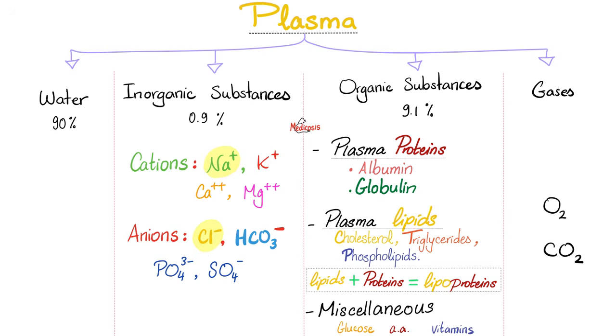Plasma proteins include what? Albumin and globulin, and others such as fibrinogen, prothrombin, and all of the coagulation factors, or most of them. Plasma lipids such as cholesterol, triglycerides, phospholipids. When you add lipid and protein together, you get lipoproteins or proteolipids. And there is some miscellaneous stuff such as glucose, amino acids, and vitamins. Now, let's just focus on the plasma proteins.